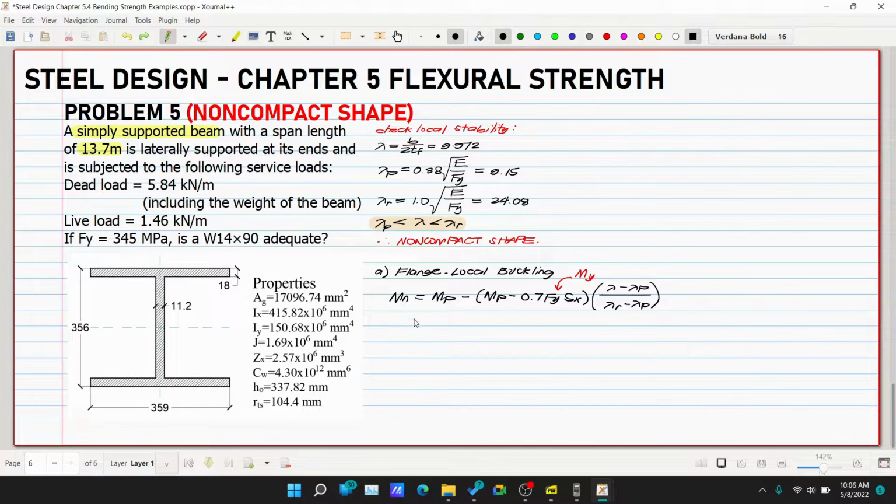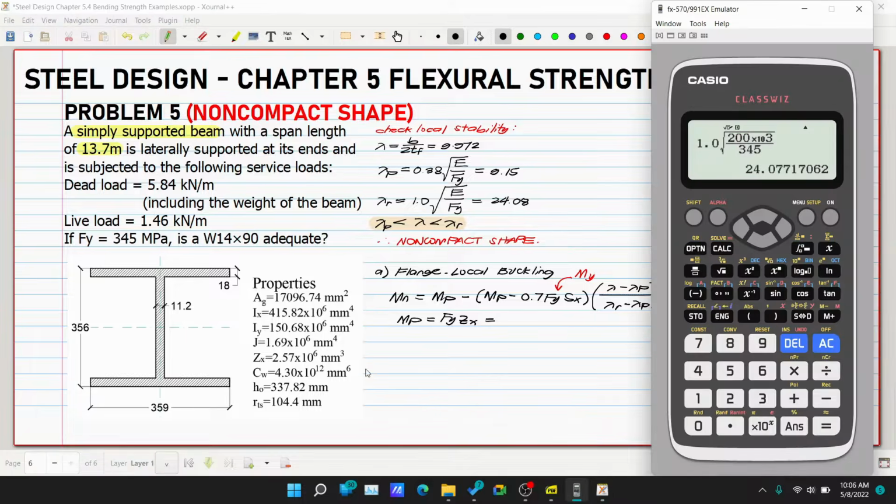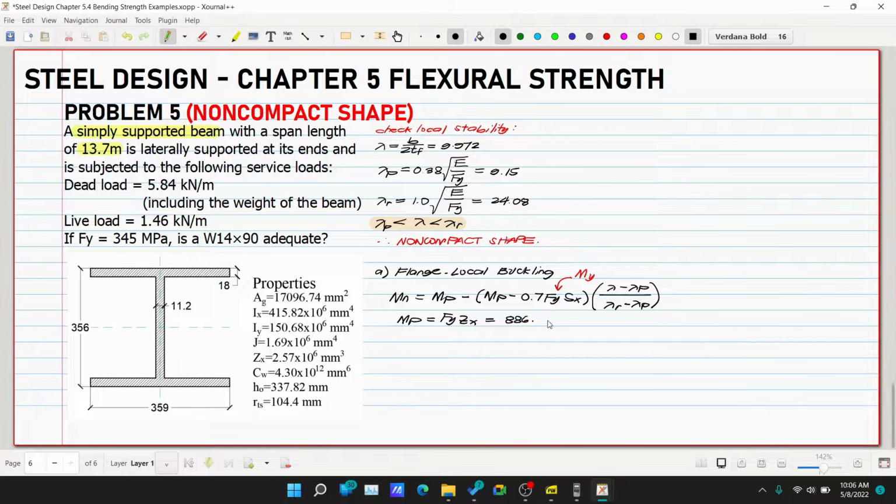So, solve natin yung ating MP. Ang ating MP is equivalent to FY multiplied by plastic section modulus. So, given naman yung ating plastic section modulus, that is 2.57 times 10 raised to 6 multiplied by Fy, which is 345. So, i-divide natin ng 1,000 squared para maging kilonewton meter. So, 886.65. And this is kilonewton meter.